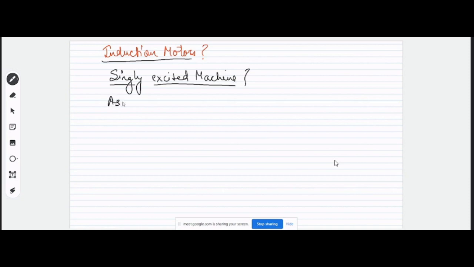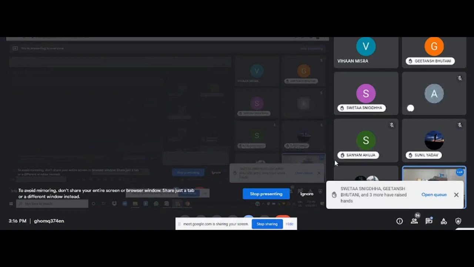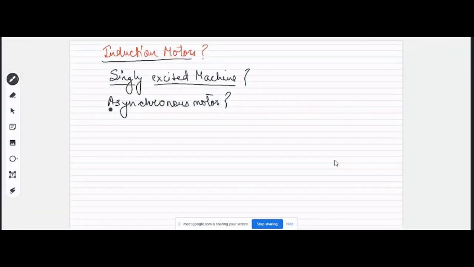One more question can be asked, why do we call it an asynchronous motor? Who will answer this? Shweta? Okay, Shweta, you answer it. Sir, we call it an asynchronous motor as the rotor does not rotate at a synchronous speed.